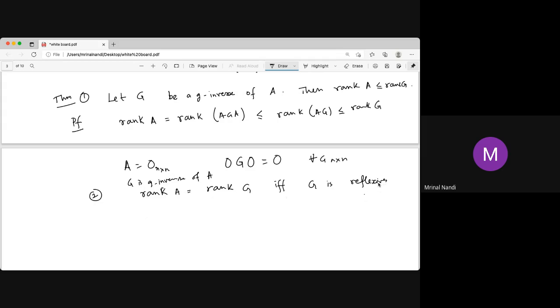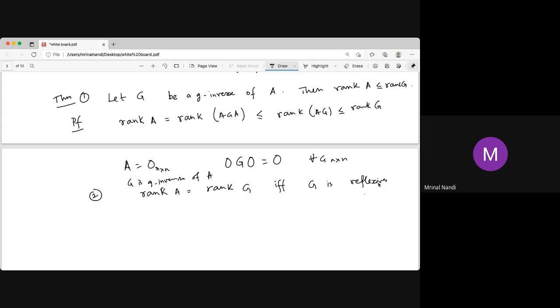We can't say that. A and G may be two different matrices, and one may not be a G inverse of the other. But if G is a G inverse of A, and rank of A equals rank of G, then G is reflexive. In the same way, conversely, if G is a reflexive G inverse, then rank of A equals rank of G.